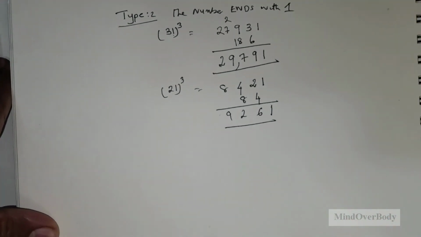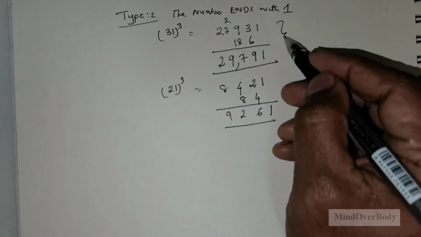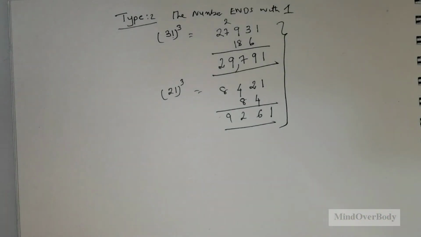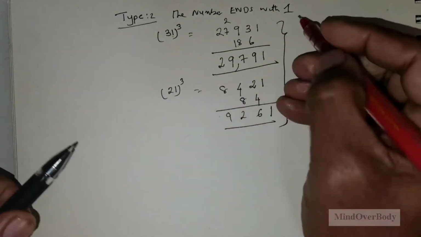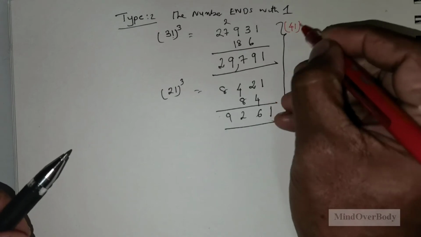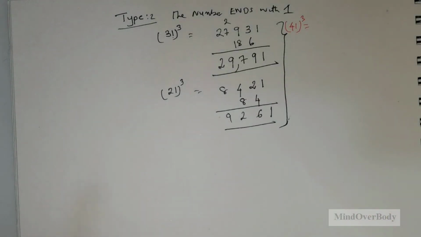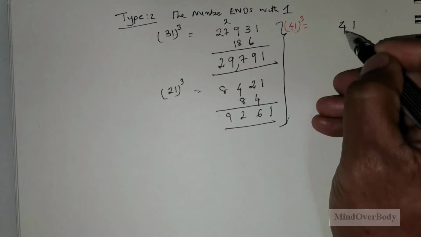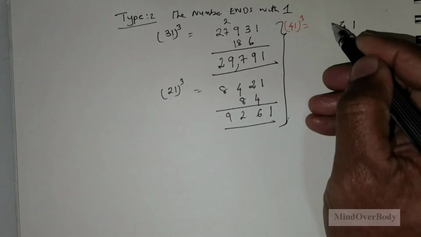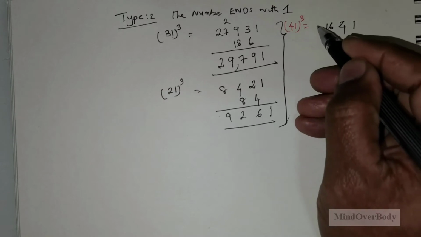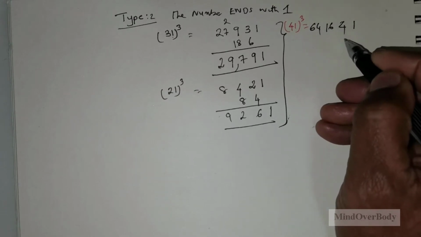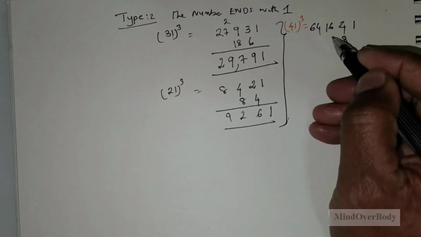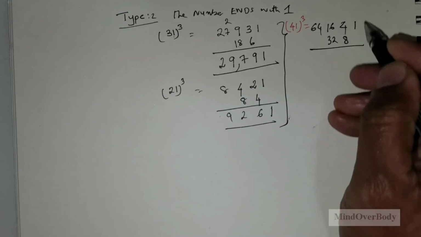Okay, so now we can perform other numbers simultaneously also. So let us check out what happens when we cube 41. So you start from the right side, place the number 1 and 4. Then you square this number, which is 16. Then cube the number, which is 64. Double the number 4, which is 8. Double the number 16, which is 32. Now you add.